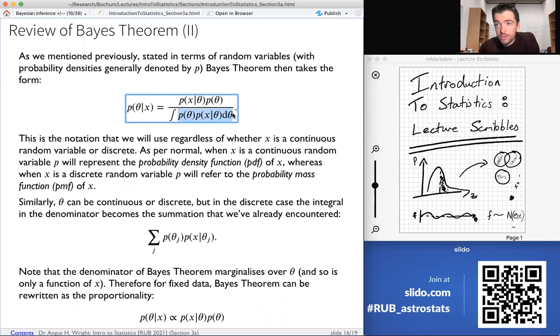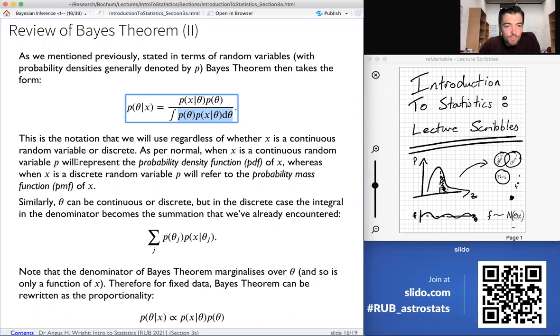This is a continuous function, so it goes from being a summation to an integral. And we now have, again, P of x on the denominator, independent of theta, can be considered a constant as it did previously for fixed data. And therefore, even when we have a continuous distribution of x and a continuous probability distribution of theta, nothing really changes. Okay, we now have this integral on the bottom, but other than that, nothing really changes.